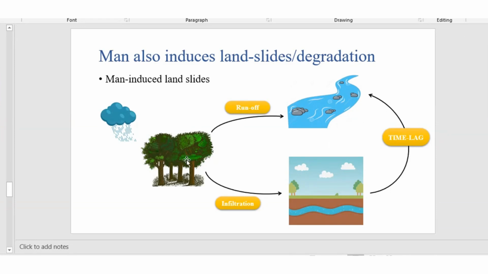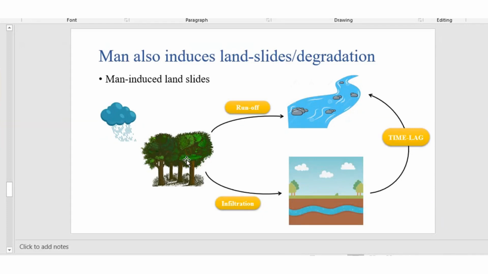So first, immediately, the water which enters these water bodies is because of runoff, the water there on the surface, which runs off and enters the water body, and then some amount of water is absorbed by the soil and stays in the soil. It does not take away the soil with itself because there is a huge population of trees present, and hence it gets absorbed, it gets infiltrated over there.